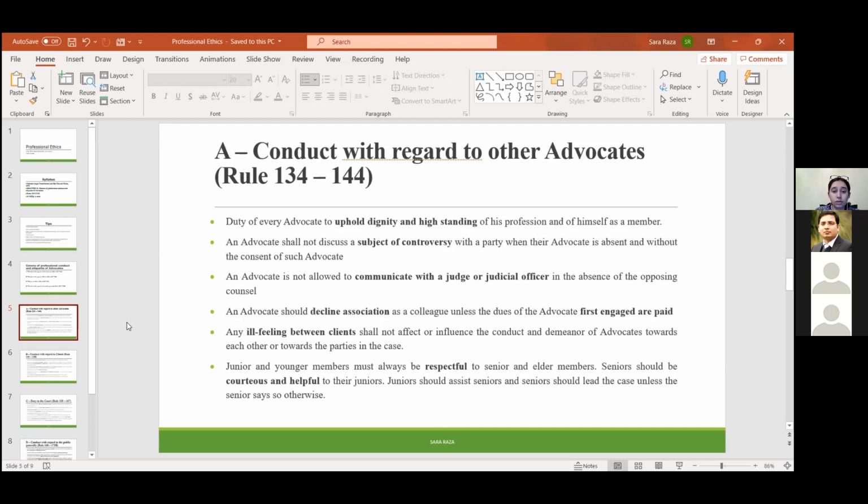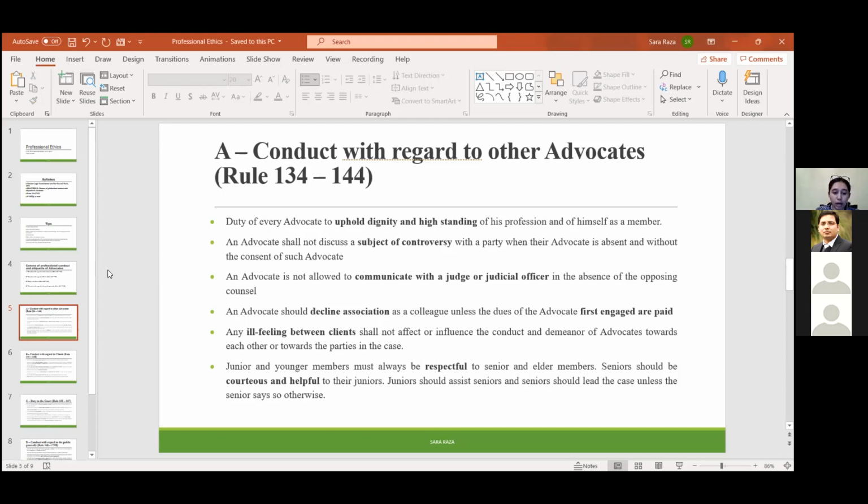An advocate should also decline association as a colleague unless the dues of the first advocate who was engaged are paid. Any ill feeling, fight, or quarrel between two different parties is not supposed to affect or influence the relationship between advocates from the opposing sides or opposing counsels. Juniors and seniors are also supposed to be very courteous, helpful, and respectful to each other.